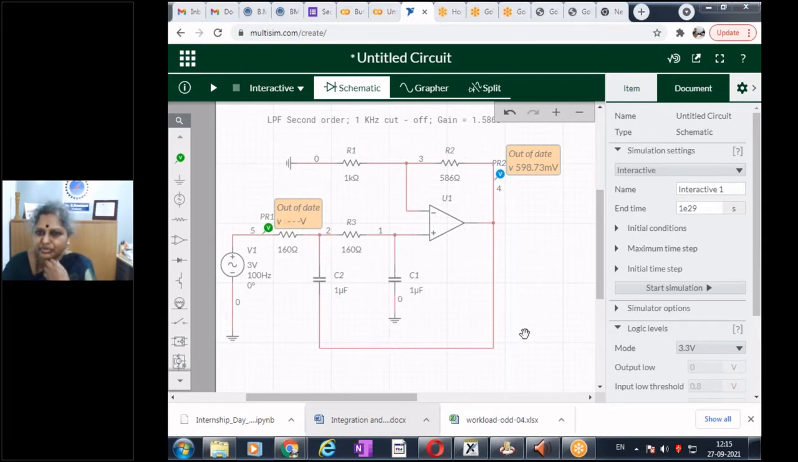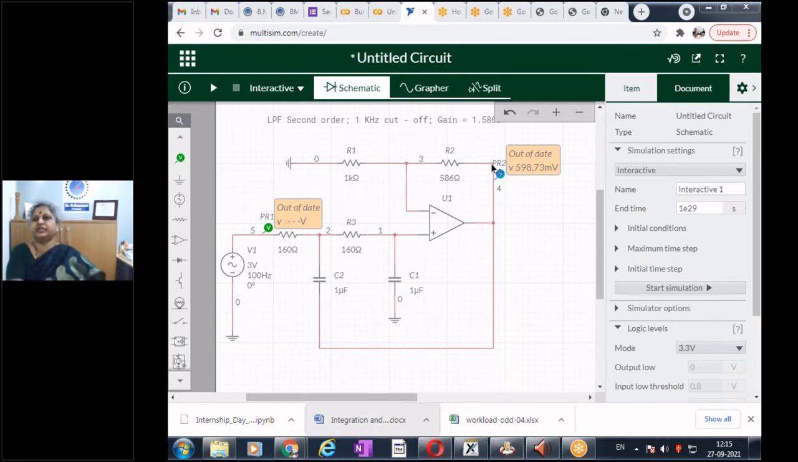And so now I'm supposed to be having a second order low pass filter with the cutoff of 1K and a gain of 1.586. And how did I get 1.586? 3 minus 1.414, which is the coefficient in the second order Butterworth polynomial. So please look at the output and see whether we get it.